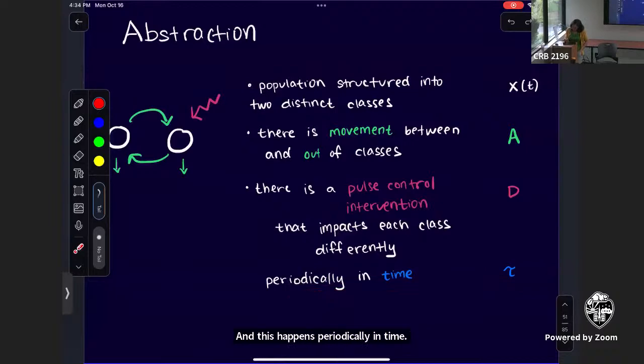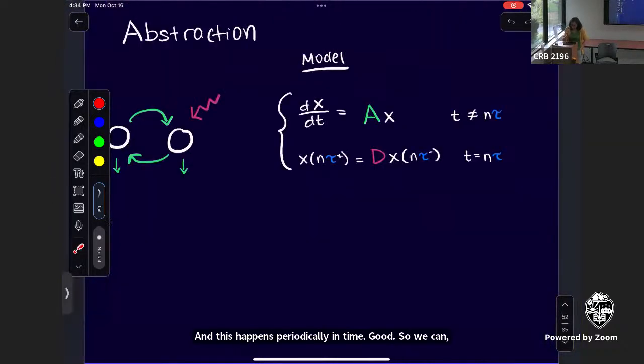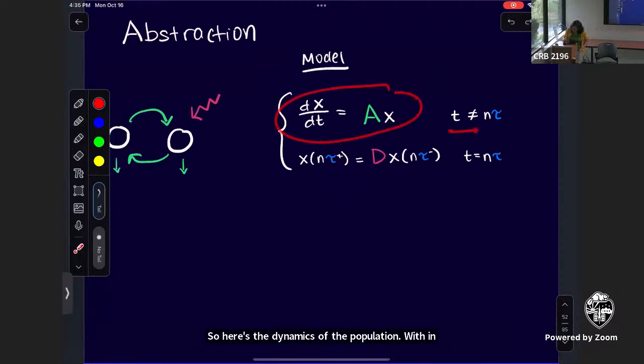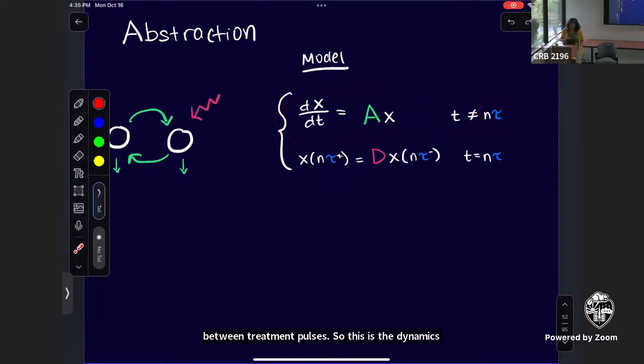Okay. So we can write a pretty simple model to describe this. So here's the dynamics of the population in between treatment pulses. So this is the dynamics every time you're not at any integer multiple of the period here. And then at the time of the control intervention, it instantaneously changes the state of the population from one point to another point here. So that's captured in this equation here. So this is our model.